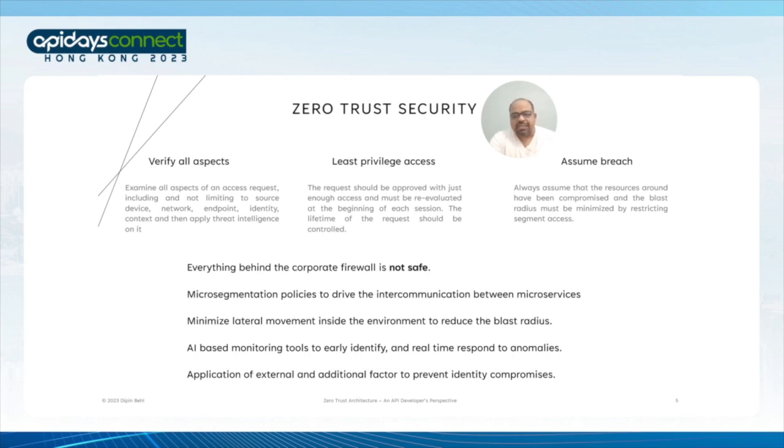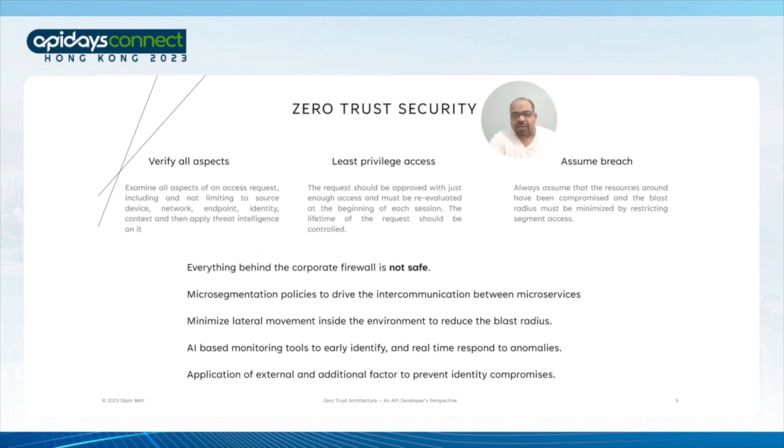Finally, zero trust asks us to assume that there is an active breach in the system. This means that we assume that every resource around us has been compromised, and we must protect this one by minimizing the lateral movement and controlling the blast radius.